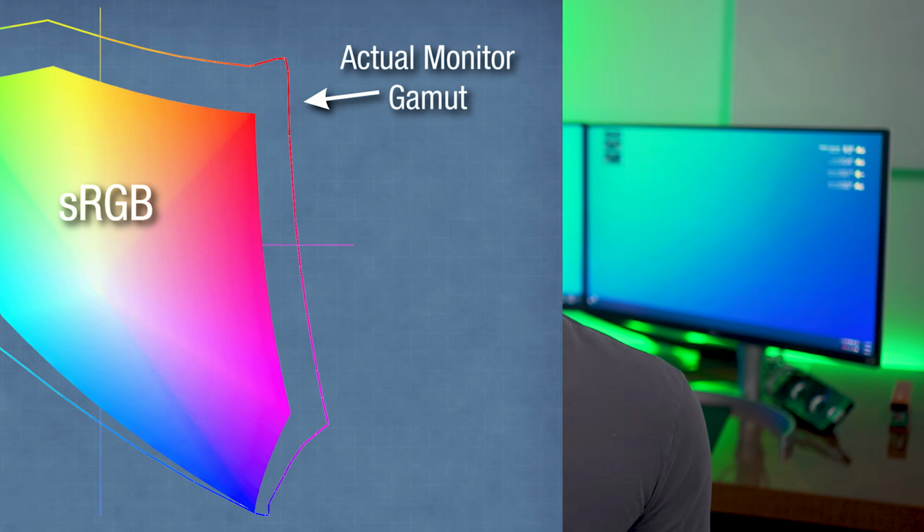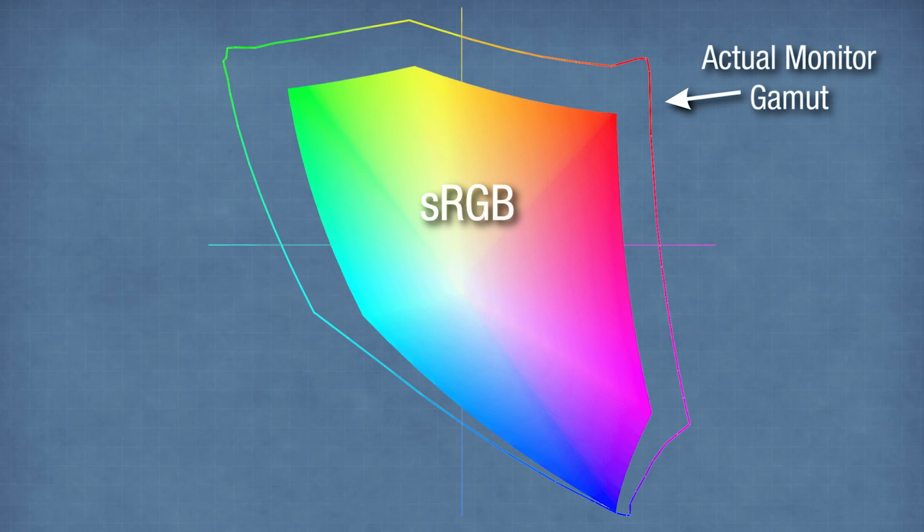These days, many high to even mid-range monitors are capable of displaying way more colors than just sRGB. For example, if I compare the gamut of my monitor, the 27GP850, to sRGB, it's way bigger. But if I didn't have a profile telling Windows that, then it doesn't know what these capabilities are. It's just going to assume the smaller one.